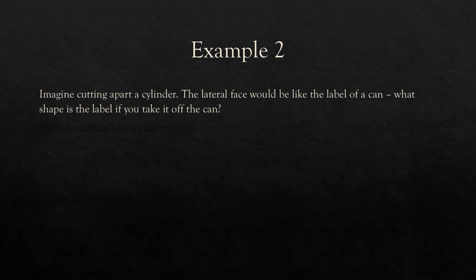Imagine you have a cylinder. Cut apart the cylinder. What would the lateral face be shaped like? You could think of it as the label of a can. If you take the label off of a can, what is the shape? It would be a rectangle.